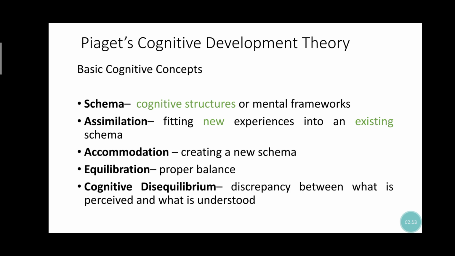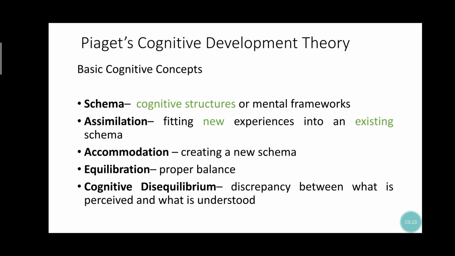Next one, we have accommodation, or the creation of a new schema. It is when we restructure our schemas. Piaget developed this to describe what occurs when new information or experiences cause you to modify your existing schema. So you change the schema in order to accommodate the new information. That is accommodation.